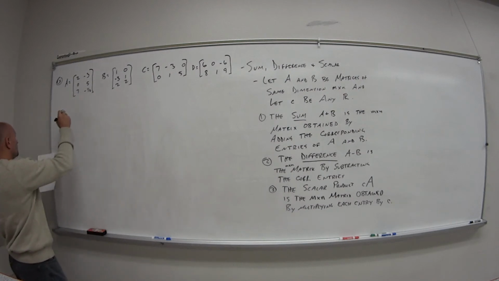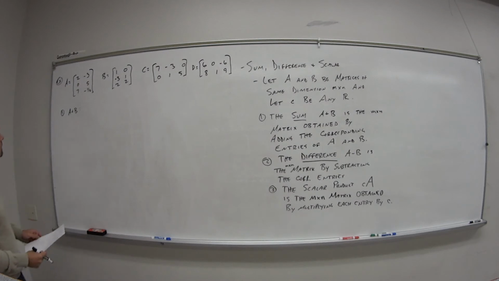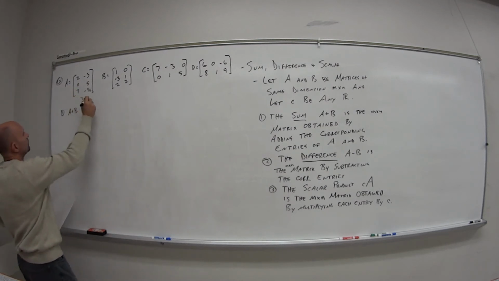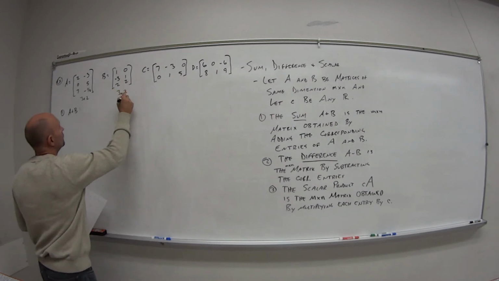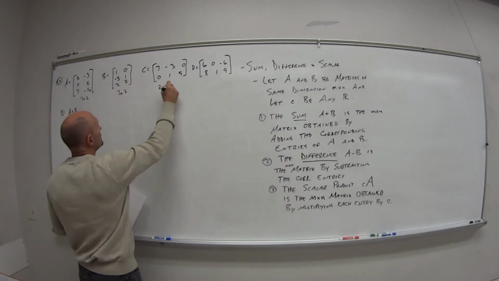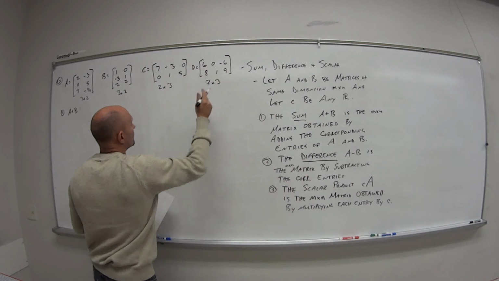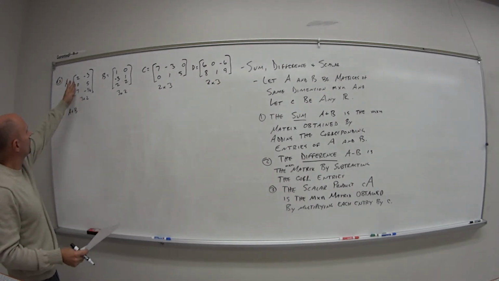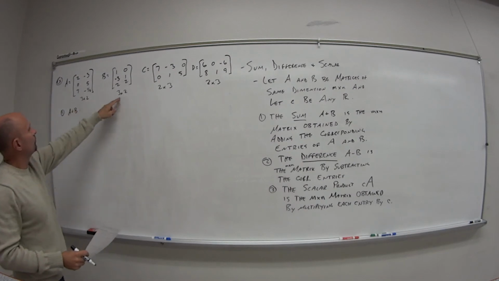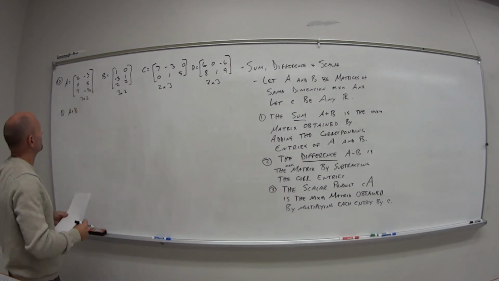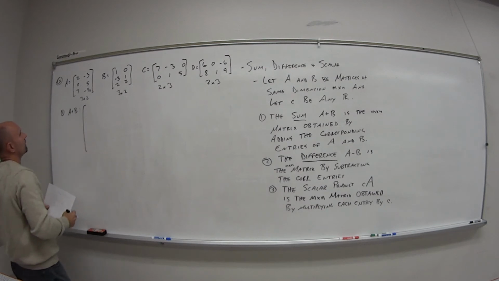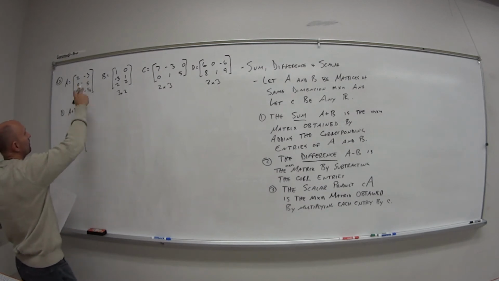First thing we want to know, what's A plus B? So first I've got to ask, are they the same dimension? Well, this one's 3 by 2, 3 by 2, 2 by 3, 2 by 3. Remember, it's always rows and columns. So 3 rows, 2 columns. Because they're both 3 by 2, that's fine.